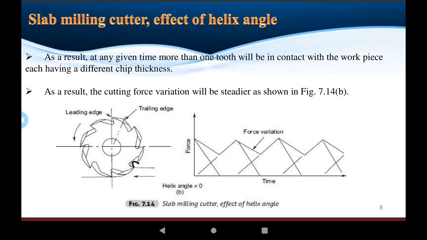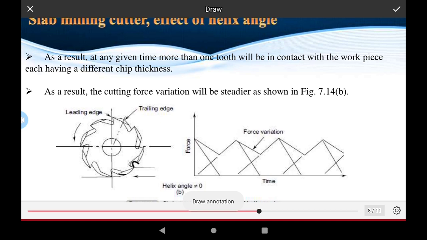Suppose one tooth tip is in contact, cutting the workpiece. The tool touches and starts the operation, and the result is more time. One tooth is in contact with the workpiece, each having a different chip thickness, and the different chip thickness is removed.